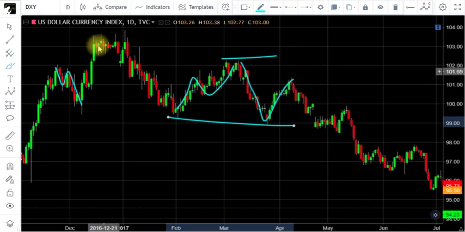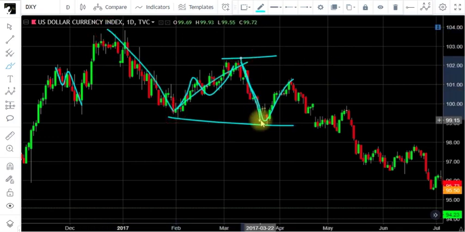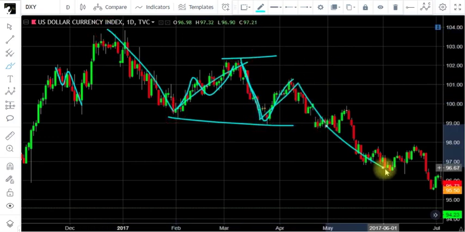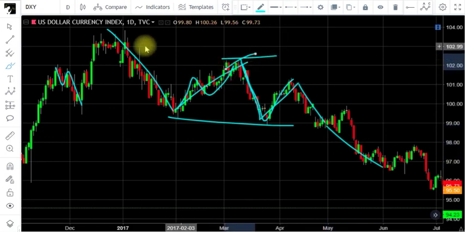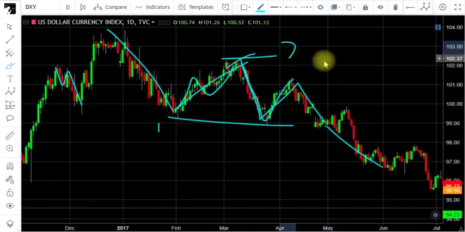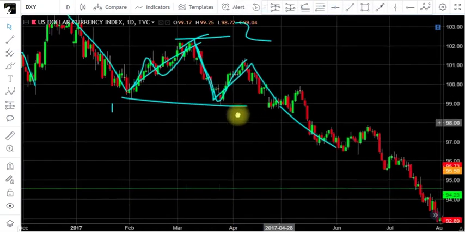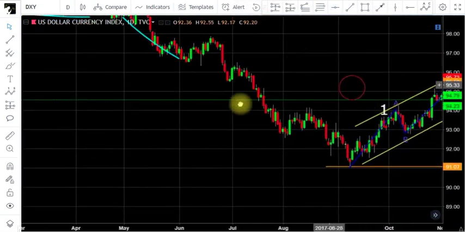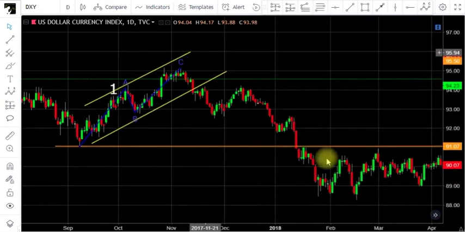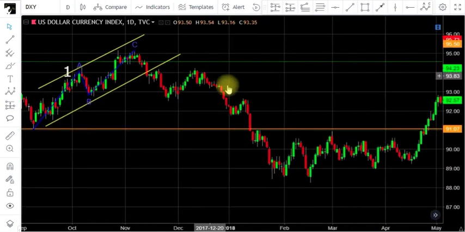Some people are calling it that. I've called it a 1, 2, and then started counting my third wave from there. 1, 2, and then this is the third wave. Some people call that a contracted flat, but for me that's a zigzag. That's the other zigzag. This is an impulsive move down with another little possible zigzag there.